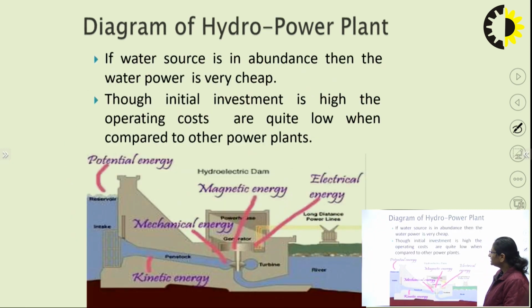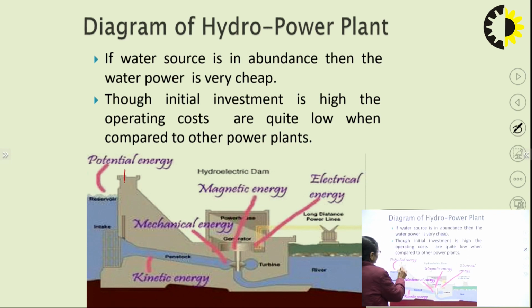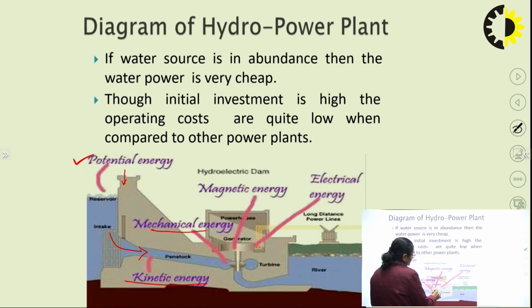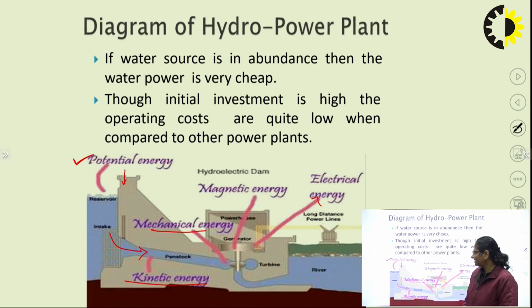This diagram is representing various energy conversions taking place in the hydroelectric power plant, right? So, starting from here, it is the dam. Dam is holding the water. Because of this head, there is potential energy containment of the water. This potential energy gets converted to the kinetic energy. This kinetic energy of flowing water actually gets converted to mechanical energy by the turbine. The turbine is coupled with the generator. The output of the generator is electrical energy.